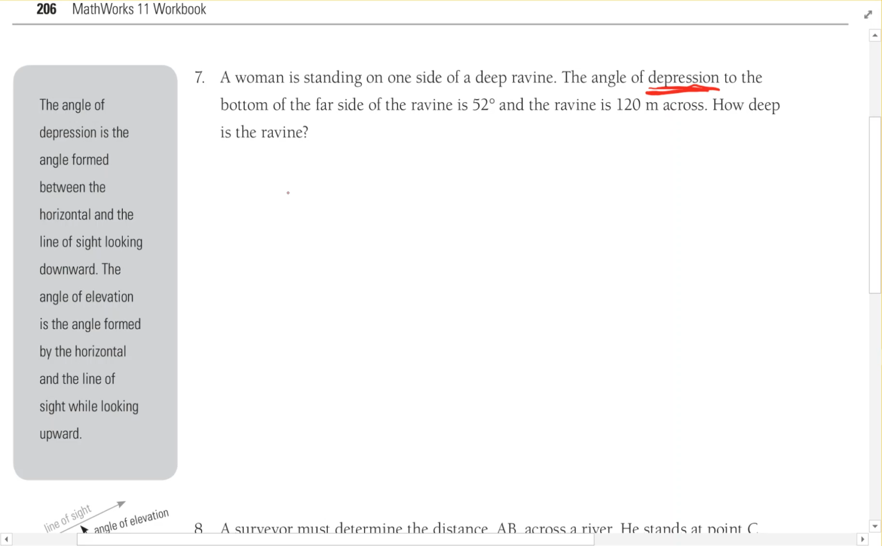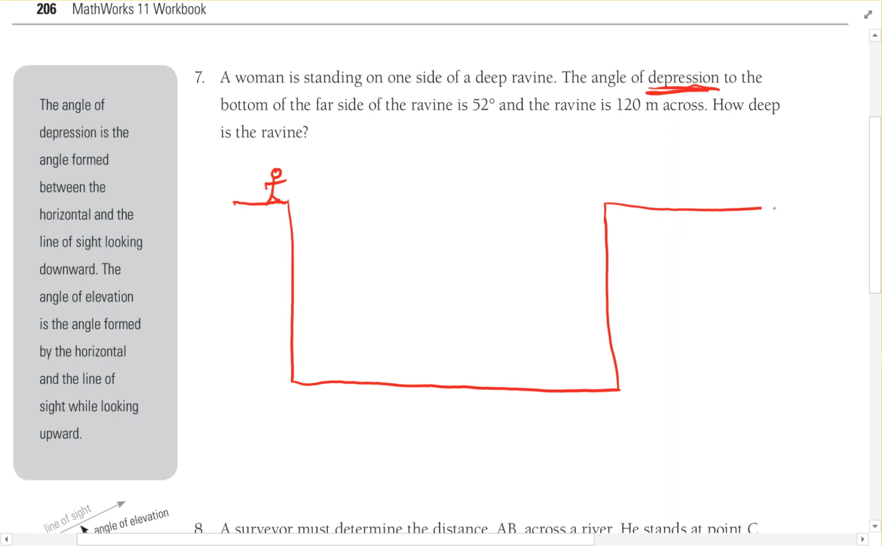All right, so we've got a woman standing up here. Sorry for my bad drawing. And then let's just draw a ravine. Okay, so she's standing on the side of it there, right?